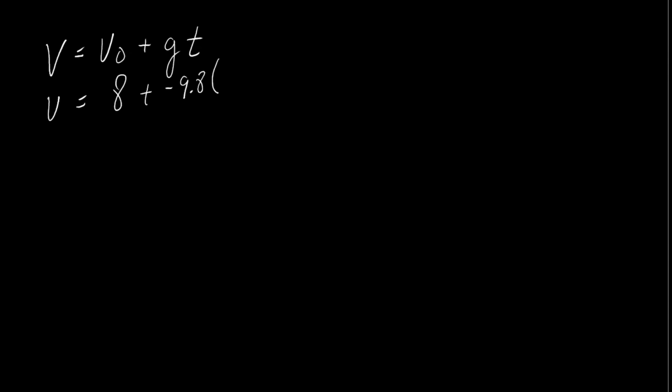The final velocity upon impact is calculated using the final velocity is equal to the initial velocity plus gravity times time. So the final velocity is equal to 8 plus negative 9.8 times 8.68. That's the time in the air. So the final velocity will compute to be negative 77 meters per second, or I could say 77 meters per second downward.